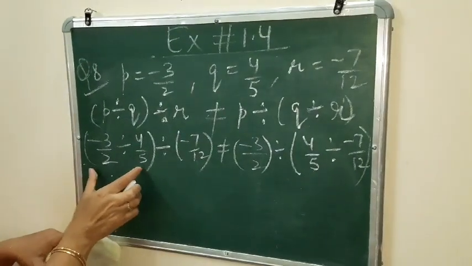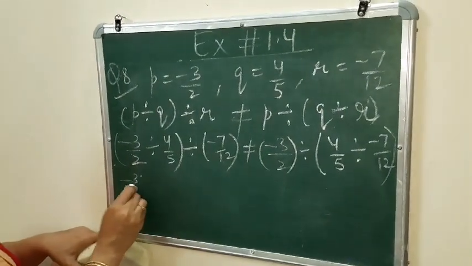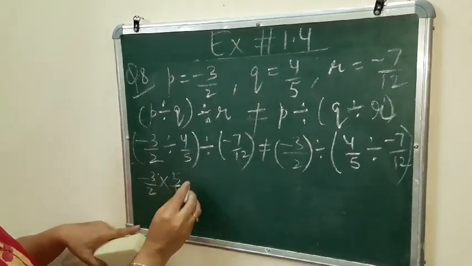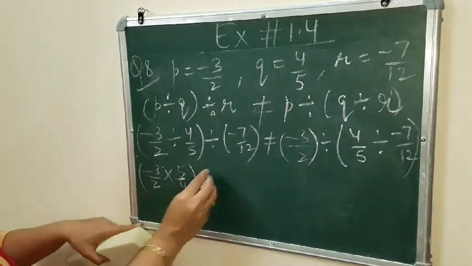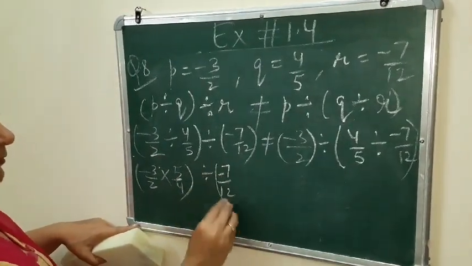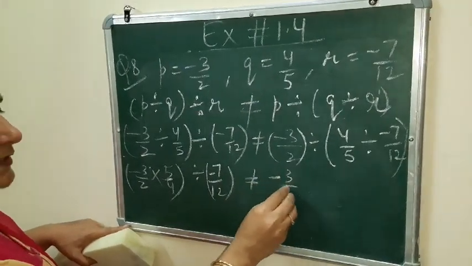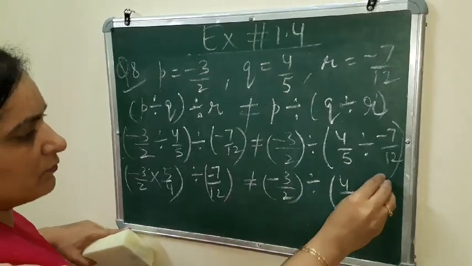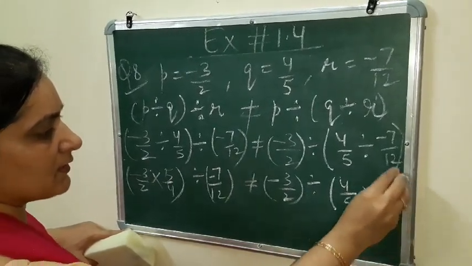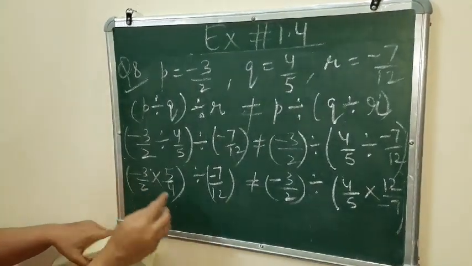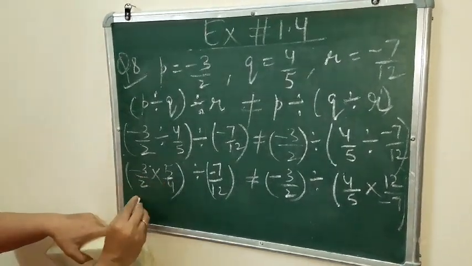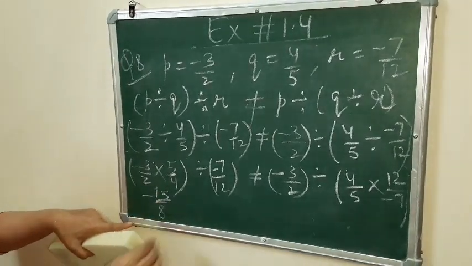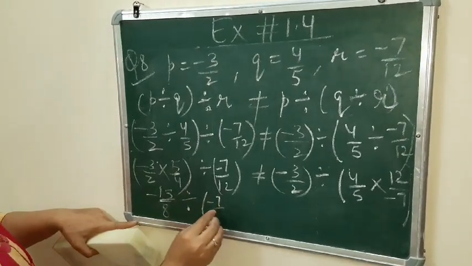Now first we will solve this bracket. So for solving the bracket, we will change the sign of division into multiplication. Take the reciprocal, 5 by 4. Just see whether anything can cut or not. And minus 3 by 2 as it is, divided by, solve this bracket also, 4 by 5 into 12 upon minus 7. Now see, nothing can cut, so we'll just multiply. 3 5s are 15, 2 4s are 8. So minus 15 upon 8 divided by minus 7 upon 12.